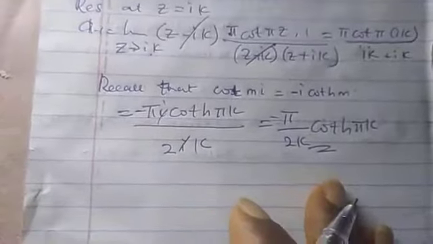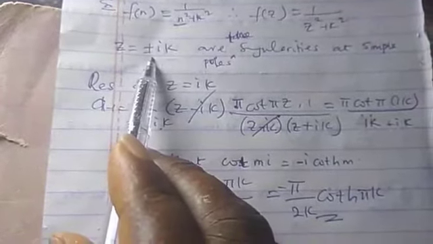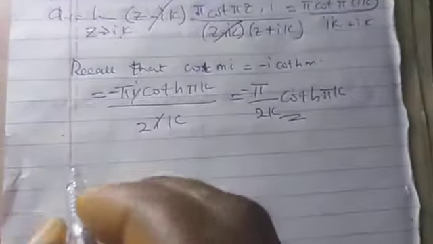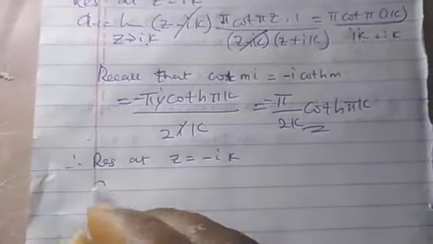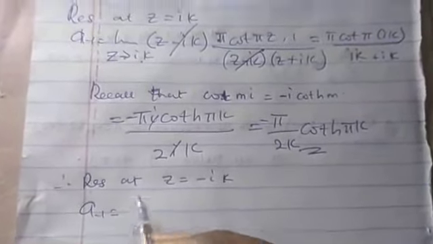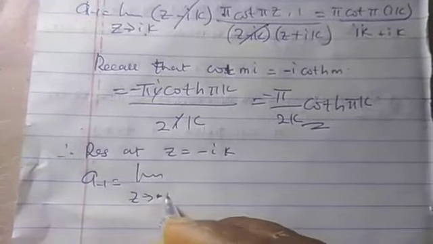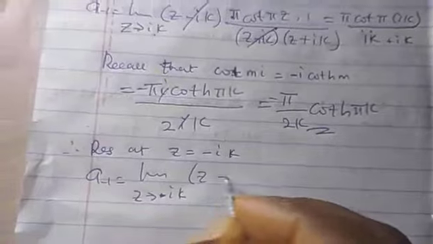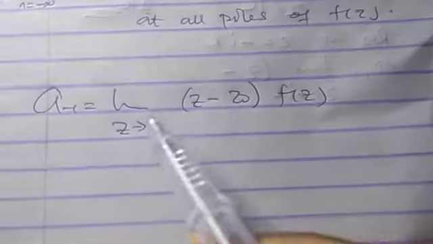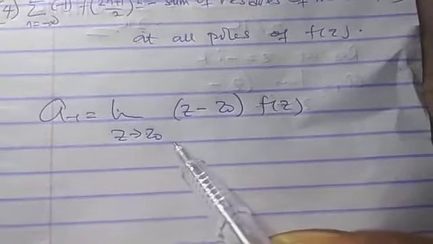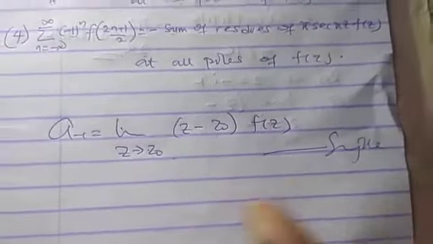So let's keep this. We have found the residue at this. Let's find the residue at the second one, minus ik. The residue at z is equal to minus ik would be equal to limit of z tends to minus ik. You know, the formula is z minus z naught. Let's give the formula once again: limit of z tends to z naught, z minus z naught times f of z. That is for simple poles.